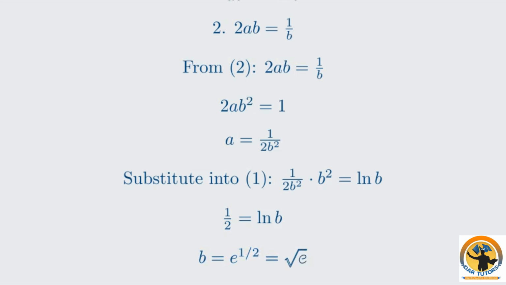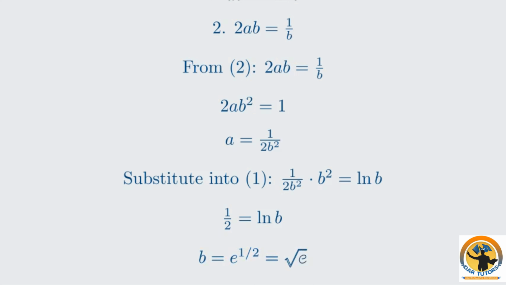Now we can find the value of a. a equals 1 over 2 times the square root of e squared, which is 1 over 2e. So a is 1 over 2e. Finally, we find the equation of the common tangent. We have the gradient and the point of contact. The gradient is 2ab, which is 2 times 1 over 2e times the square root of e, simplifying to 1 over the square root of e. The point of contact is (square root of e, 1/2).